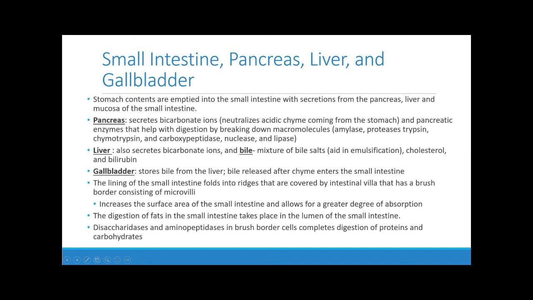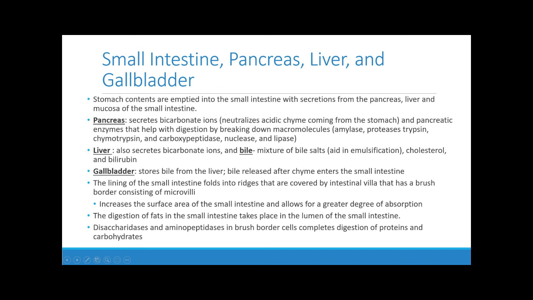The liver primarily secretes bile, a mixture of bile salts, cholesterol, and bilirubin. Bile is stored in the gallbladder until chyme enters the small intestine. Bile salts are derivatives of cholesterol and amino acids. Like soap, bile salts have a nonpolar region and a polar region, which allows them to act as an emulsifier. This means that the hydrophobic fats are no longer clumped in large globules, but mixed with the aqueous environment of the small intestine, allowing for greater digestion.